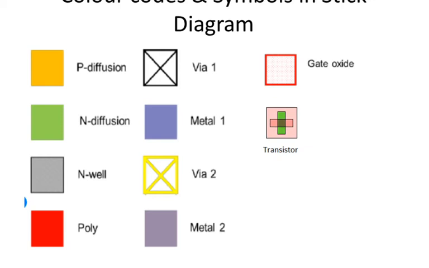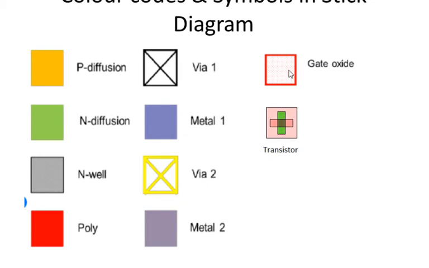I have used very few notations in this slide. P diffusion is in yellow color. N diffusion is in green color. N well is in gray color. Especially you can see metal 1 and metal 2. These are with different colors, and for vias also we can use more than one via. This is via 1, drawn in black color. Via 2 is in yellow color.